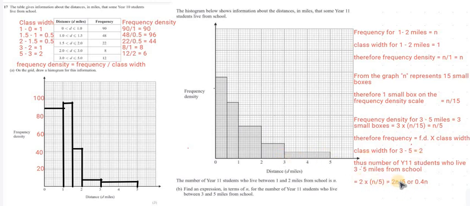So that's 2n over 5, or 2 over 5 times n, and 2 over 5 as a decimal is 0.4. So either 2n over 5 or 0.4n. Okay. Quite loaded, but takes practice and understanding of this whole topic and the formula of frequency density.